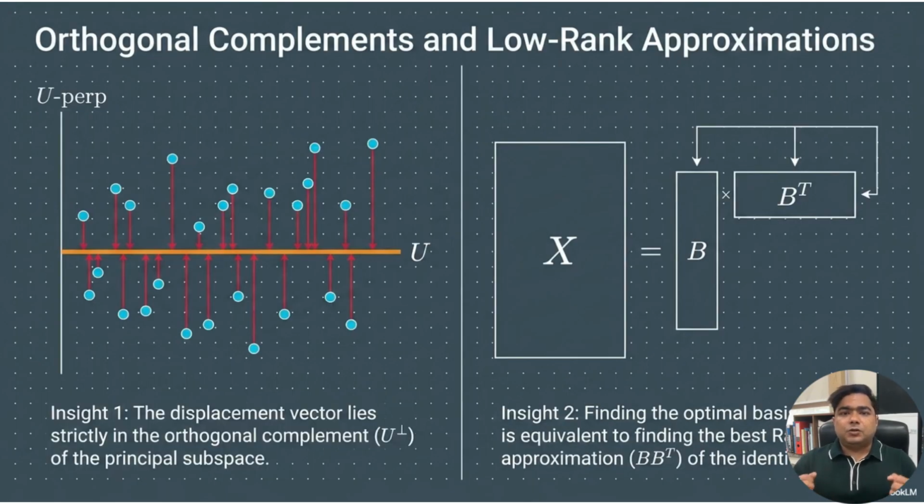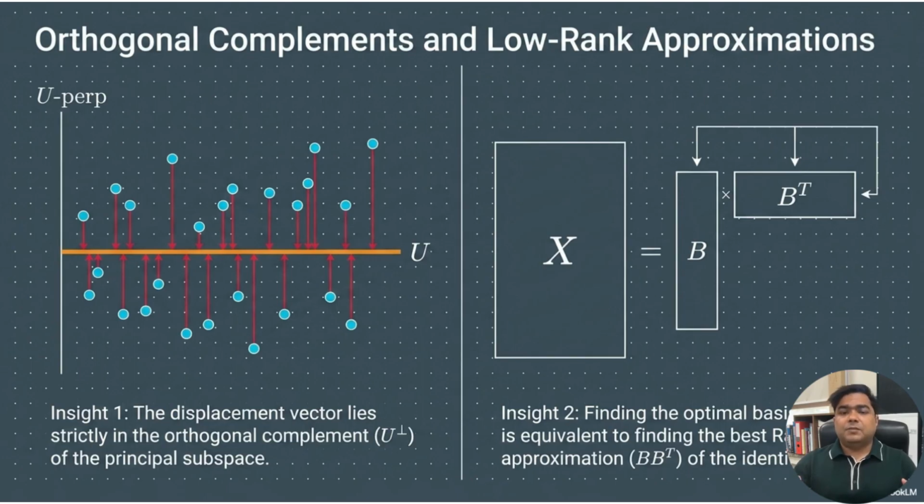This slide continues the projection idea. When a data point is projected onto a lower dimensional subspace, the error vector points in the direction that is perpendicular to the subspace. This perpendicular region is called the orthogonal complement. The first insight on the slide is that the displacement vector lies strictly in the orthogonal complement of the principal subspace. In simple words, the error is exactly the part of the data that PCA throws away.